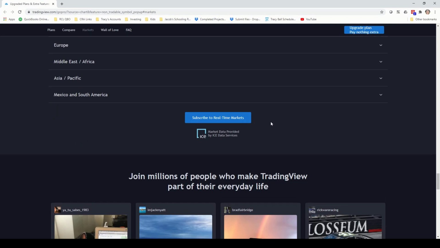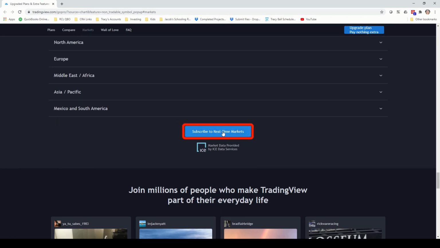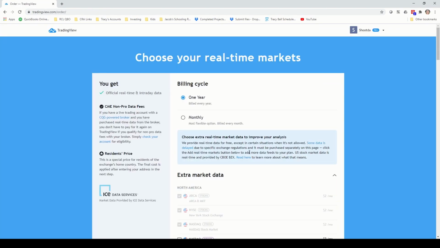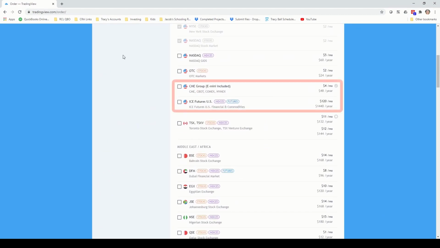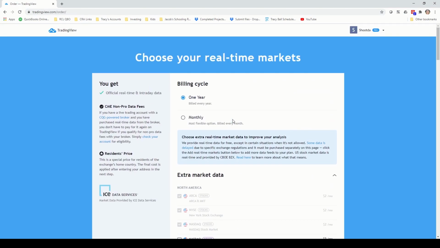and you're going to come to a little blue box that says subscribe to real-time markets. If you click on that, real-time markets brings you to here, and then you can select your futures data right here. The reason that I want to show you this is because a lot of people may not know this, but if you have a futures account with somebody else and you're paying for data with that broker, if you're using CQG data, you do have the option of connecting that up to TradingView and accessing that data for free through your TradingView account.